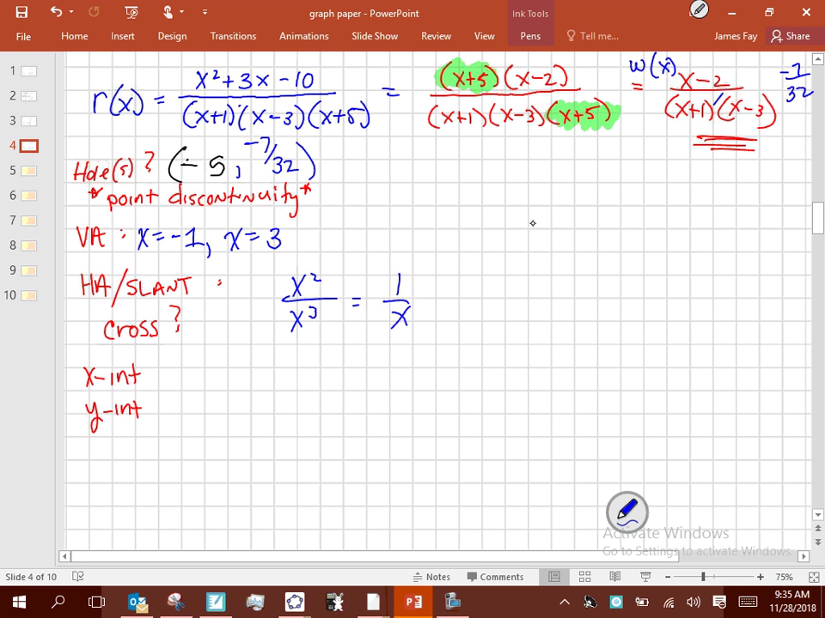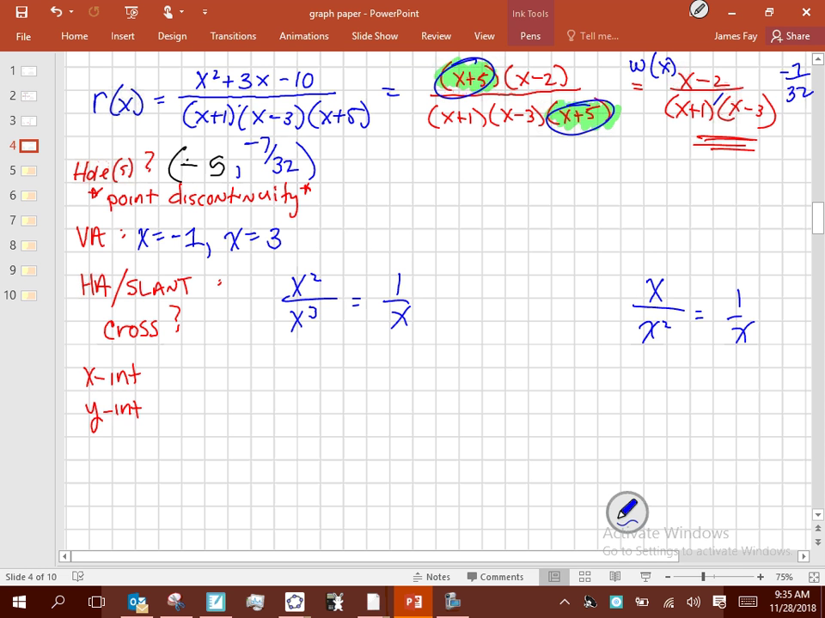1 over x. Come over to W of x. What's the leading degree up there? X, what's the bottom? X squared, what's that going to reduce to? 1 over x, right? Because when I canceled that, that was a factor of just 1, right? So whether you look at the original R of x or you look at W of x, it doesn't matter. You need the same horizontal asymptote.